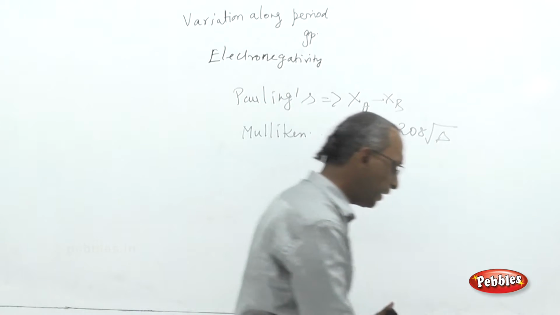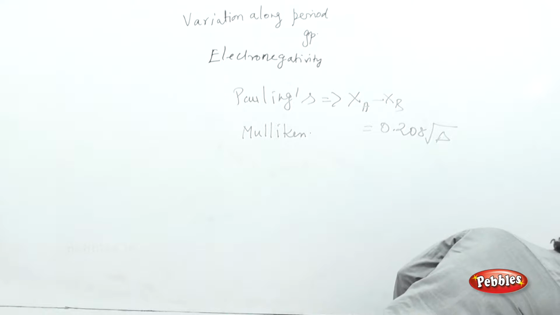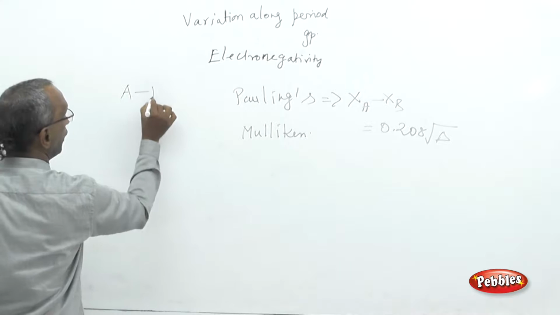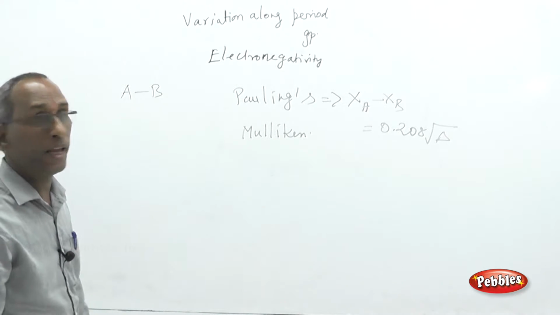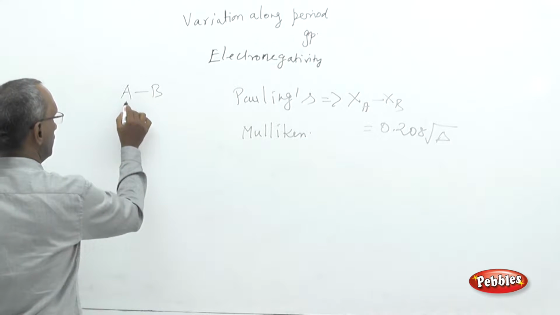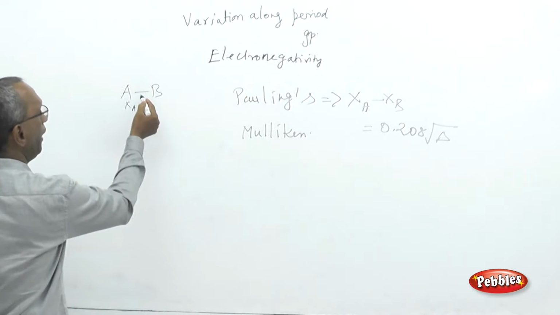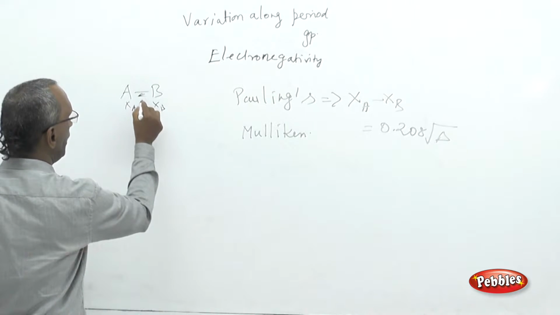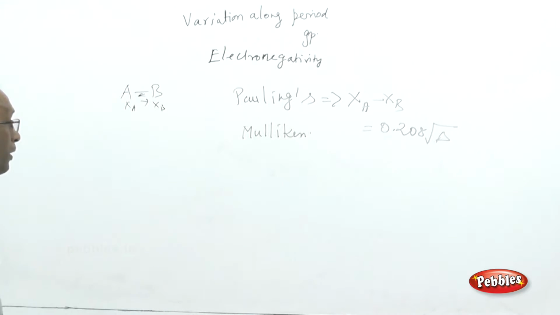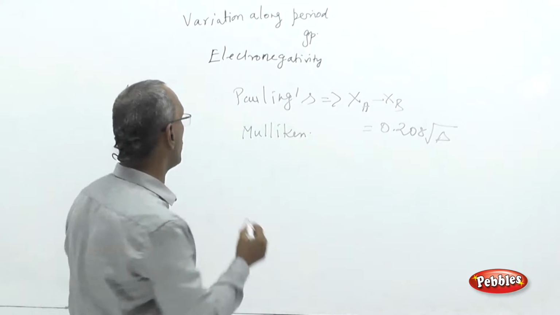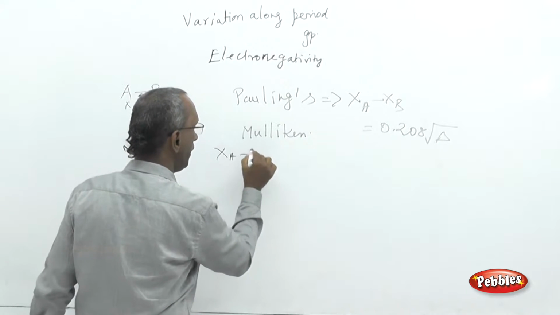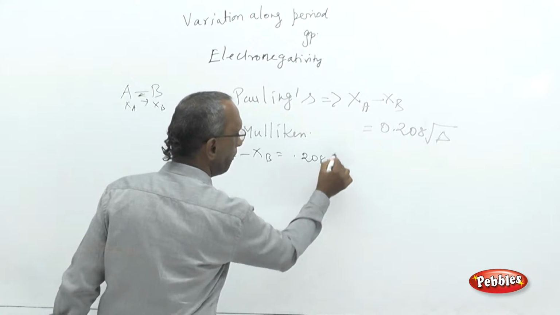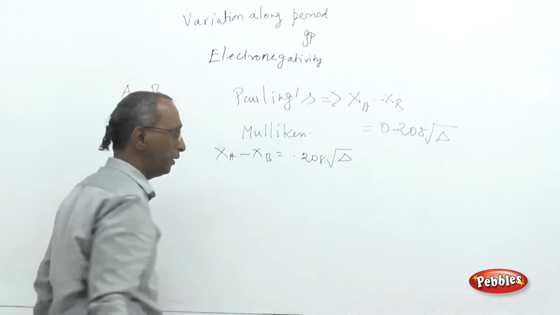So XA is the electronegativity of element A. Let us consider any covalent compound between A and B. XA means the power of attraction of A to attract the electron pair towards it. XB is the power of attraction of B to attract the central electron pair towards it. So XA minus XB is given by, he gives some empirical formula, 0.208 delta.